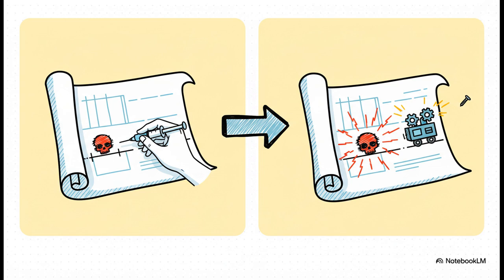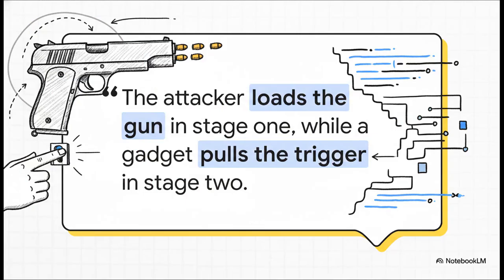Then comes stage two, the inside job. Here, the attacker just waits. They wait for a completely separate, totally legitimate piece of code, what they call a gadget, to come along, read that malicious property from the blueprint, and unknowingly execute the attacker's command. The paper itself puts it perfectly with this analogy. The pollution in stage one is like loading the gun. The gadget in stage two is just some unsuspecting piece of code that comes along and pulls the trigger.